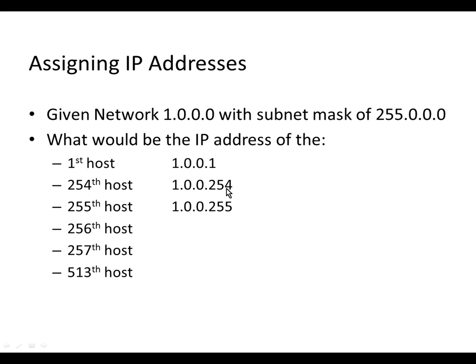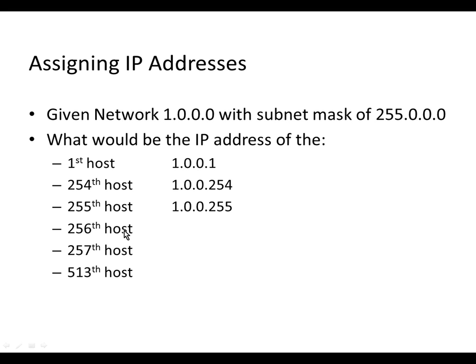The 254th host would have an IP address of 1.0.0.254. And the 255th host would have an IP address of 1.0.0.255. Wait a minute, I thought the host ID can't be 255. Well, that's true that the last octet can't be 255 in a Class C network, but the rule is you can't have 255 in the entire host ID. Notice we have 3 octets for host ID, and not all 3 octets are 255. So this is totally okay, the 255th host would be 1.0.0.255.